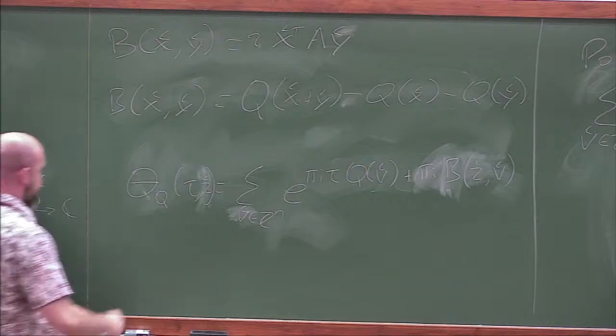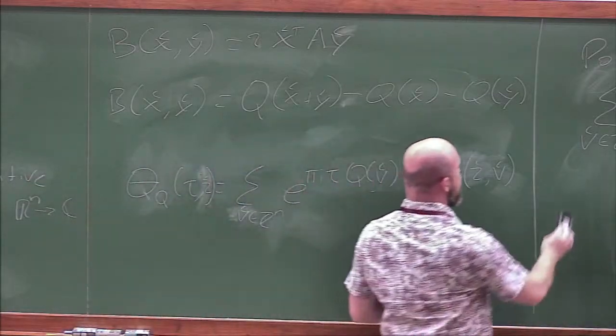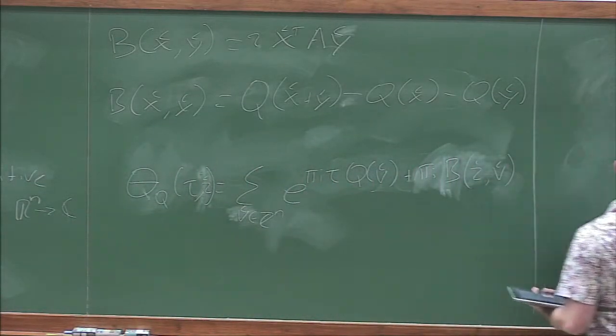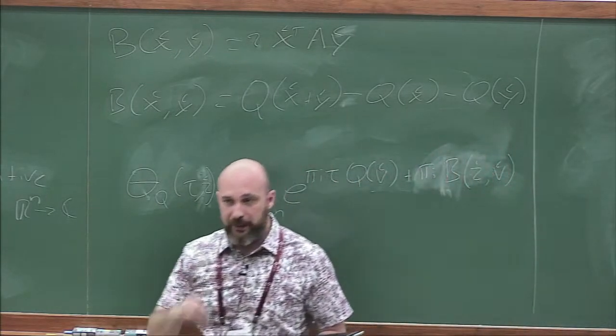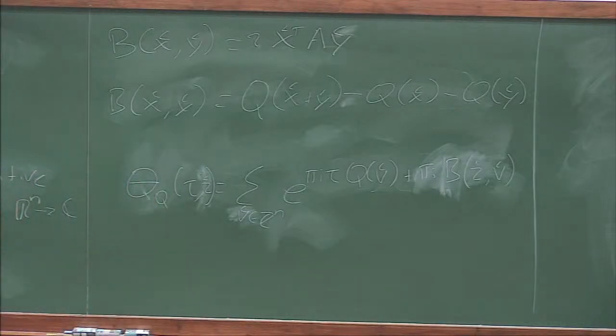Now, the topic of our talk today was indefinite quadratic forms, not these ordinary quadratic forms. So what goes wrong when we change this up a little bit and allow Q to be an indefinite quadratic form?